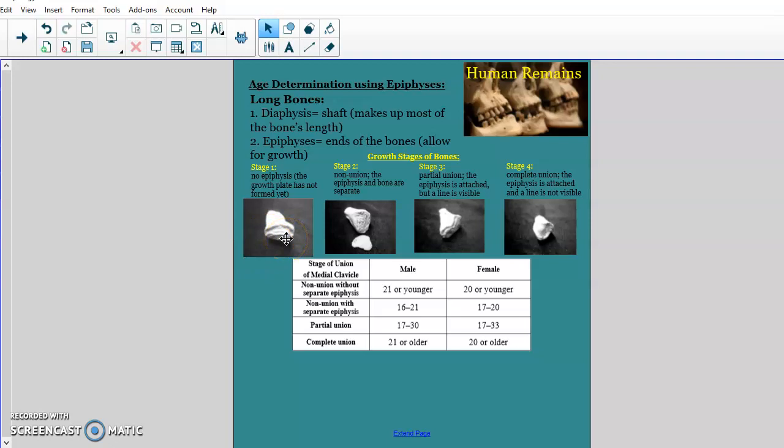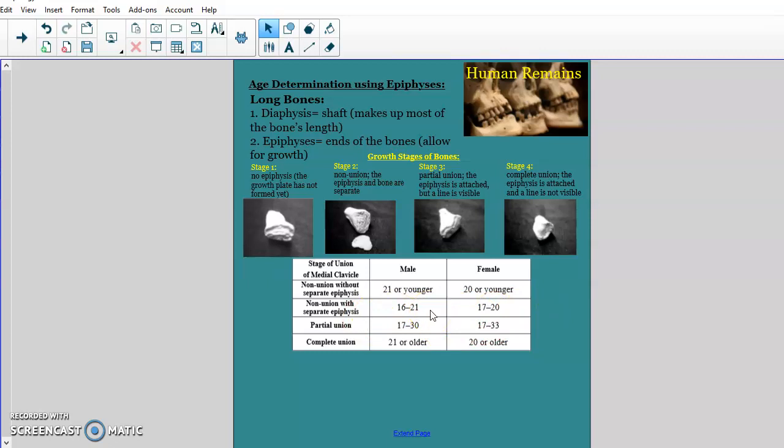The growth plate gets attached to it and stops your growth. So usually age 20 or under will be somebody who has no growth plate yet. Stage 2 is non-union. The epiphyses is there, so the bone is there, and the growth plate is there, but they haven't attached yet. This is usually in your teenage years, so between 16 to 20 years old is usually where you're at for that stage.